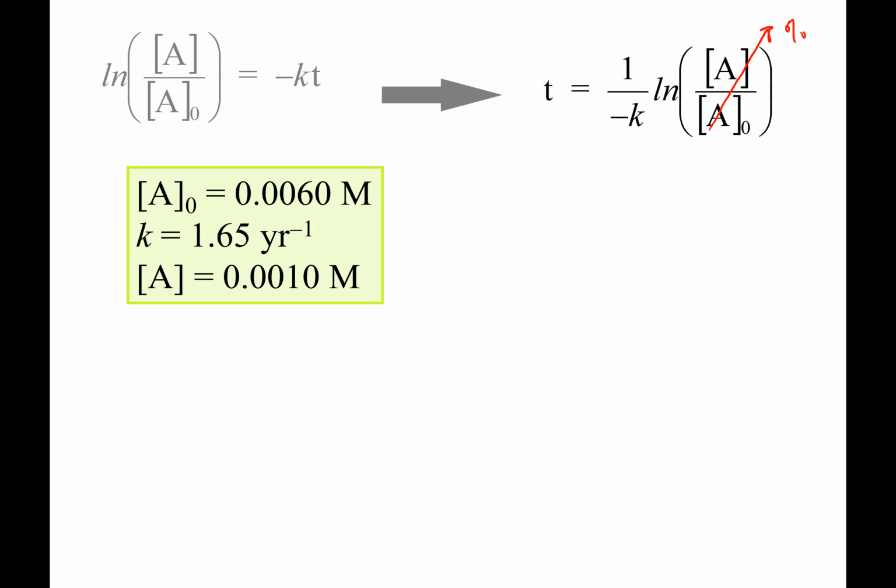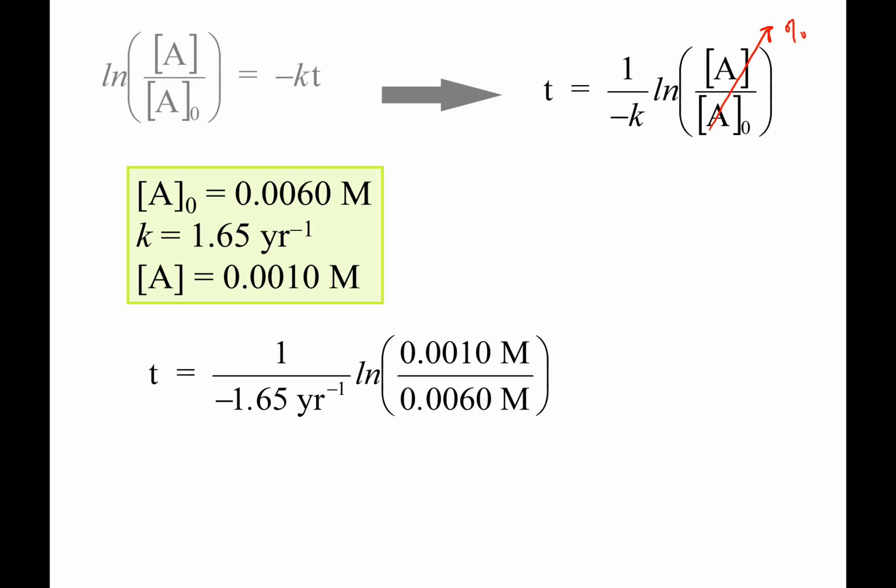So we plug and chug. T is equal to 1 over negative 1.65 per year. By the way, with regard to the units, notice we have units of per year in the denominator. The inverse of per year in the denominator translates to units of years. Units of molarity cancel out. So this one's not too bad.